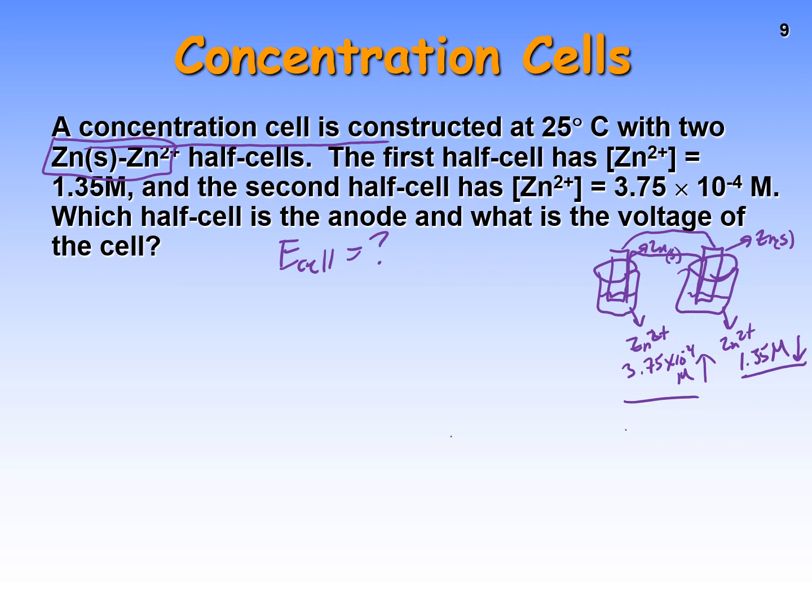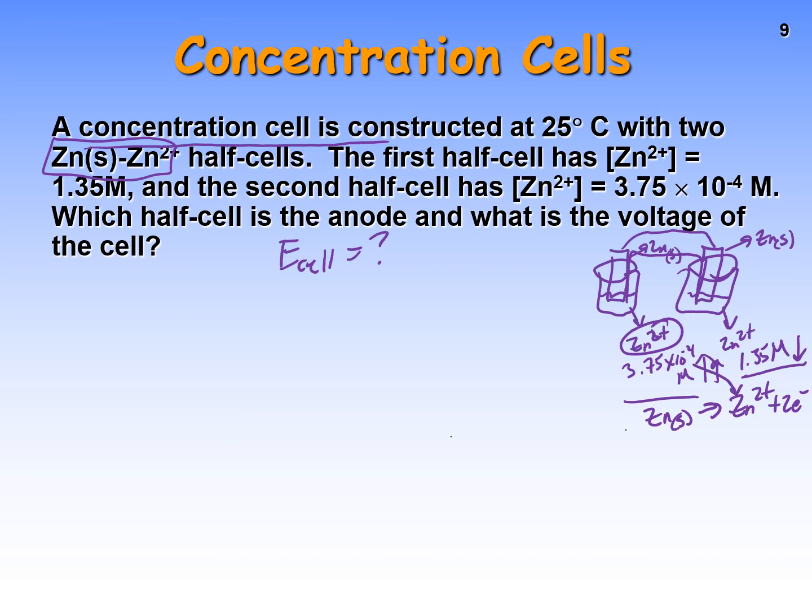Now, what you have to understand is if this guy is going to come up, we need to form zinc 2+. In other words, Zn solid needs to be oxidized into Zn2+. This concentration has to be for this guy.